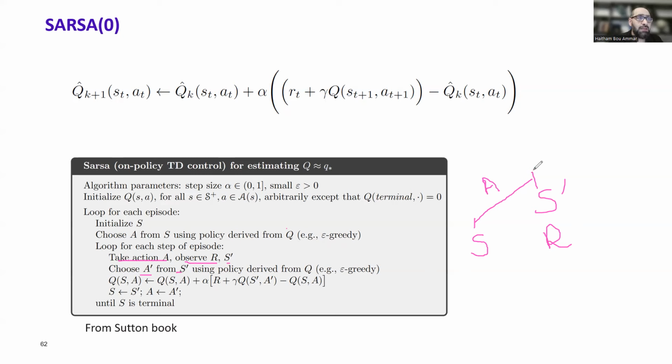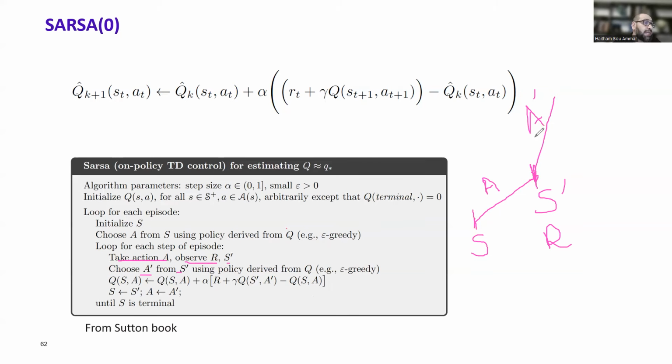Remember, I'm in this state S prime now because I was at S. I applied an action A according to epsilon-greedy in the current Q estimate. That took me to S prime, and I observed a reward R. Now, given that I am at S prime, what I'm going to do is take another action. So I'm going to take another action A prime.